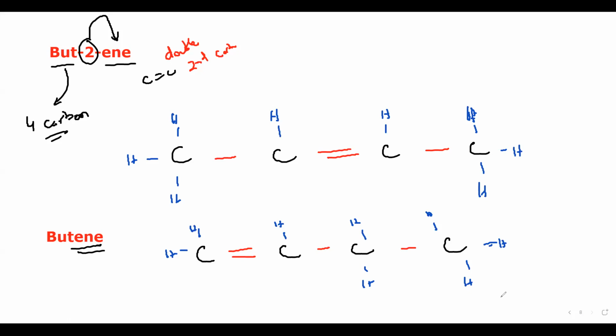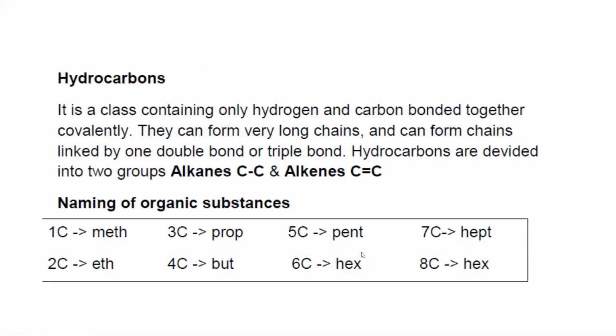So remember this table. Normally 8 are given, because they usually give around 8. If 1 carbon, it should be meth. If 2 carbons, it will be eth. 3 carbon prop, 4 carbon but, 5 carbon pent, 6 carbon hex, 7 carbon hept, 8 carbon oct. This is not hex, this is oct, O-C-T. And if it's an alkane, the name should end in ane. If it's an alkene, the name should end in ene.